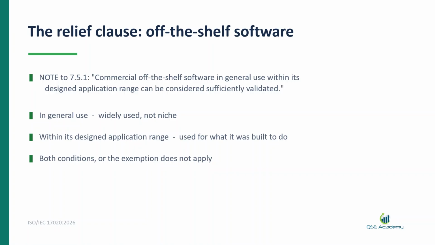But the moment you build something on top of it, a workbook with formulas that calculate an inspection result, a macro that generates a report, a template with embedded logic, that is no longer off-the-shelf software in its designed application range. That is your system, and it needs validating. This is where nearly every inspection body actually sits, and where the work is.